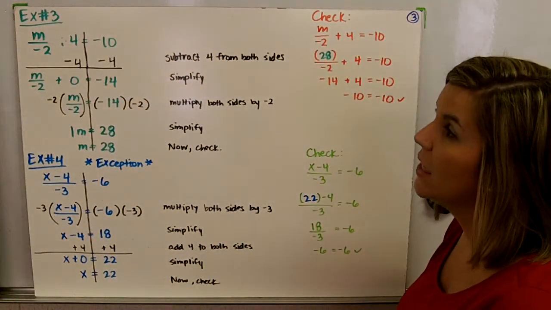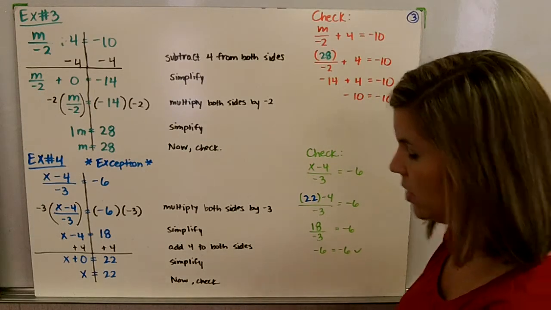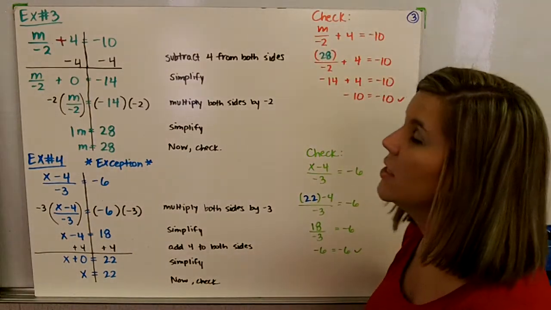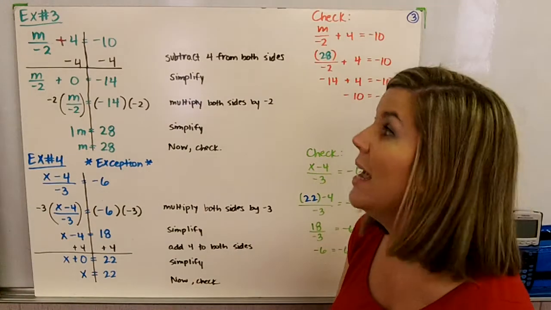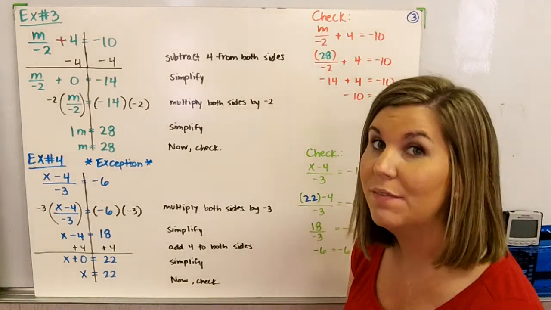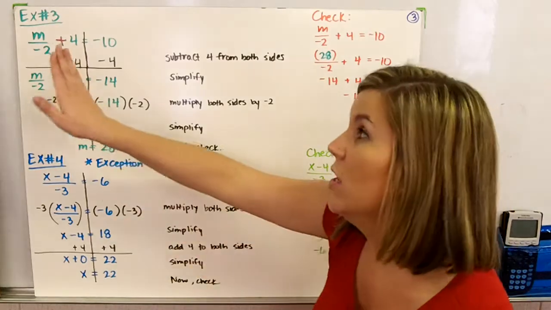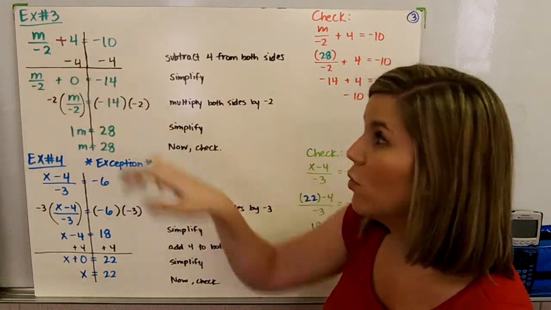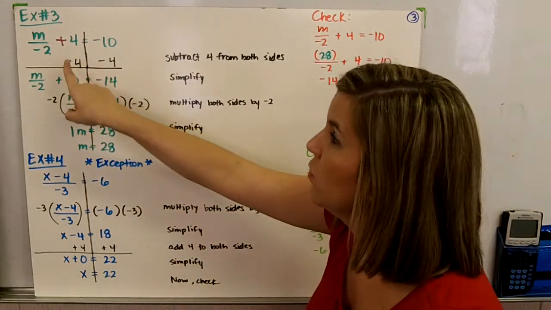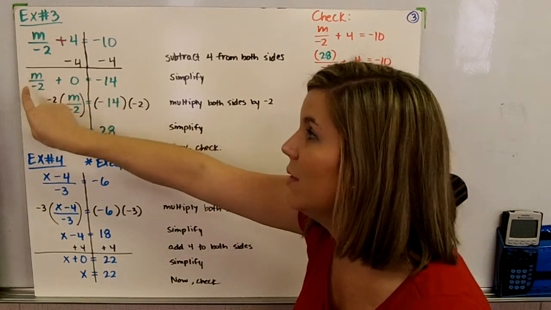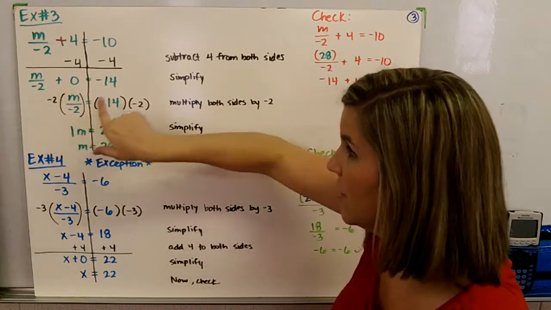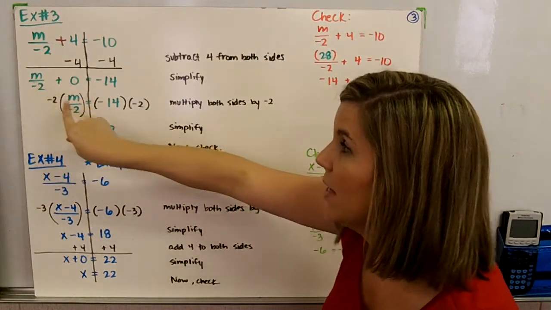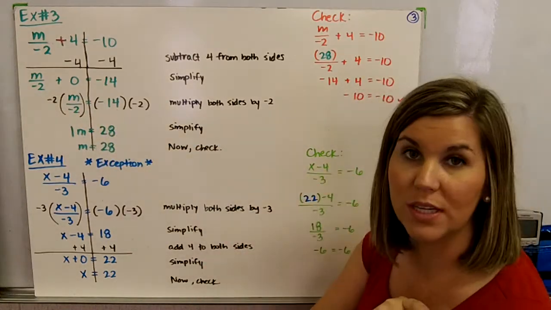Example 3. M divided by negative 2 plus 4 equals negative 10. So I have division and addition happening. I'm going to do addition or subtraction first to get the variable on one side of the equation by itself. Here's where my variable is. I need to get rid of this plus 4, so I'm going to subtract 4 from both sides. Plus 4 minus 4 is 0. So I have m divided by negative 2 plus 0 equals negative 14. Adding 0 doesn't change anything, so simplify. I have m divided by negative 2 equals negative 14.